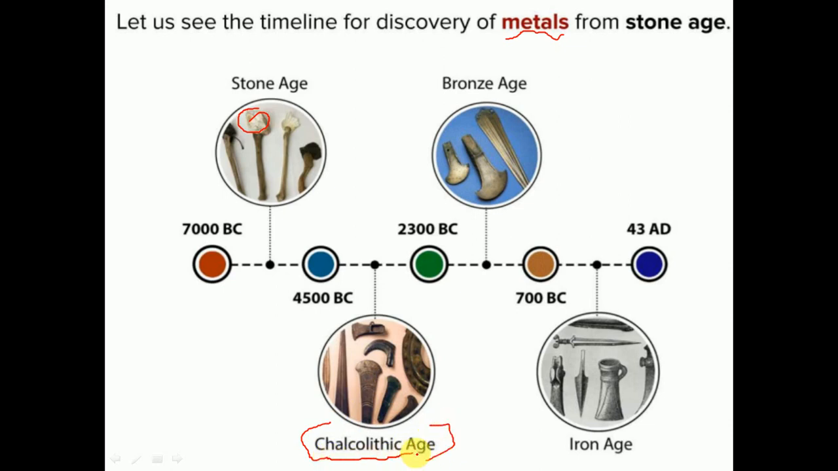It's a new word which you might not have heard. Chalcolithic Age means copper. We are using copper and even stone for making the weapons. We are going to know about this. Then comes the Bronze Age, and then finally we started using iron, and then this goes on.